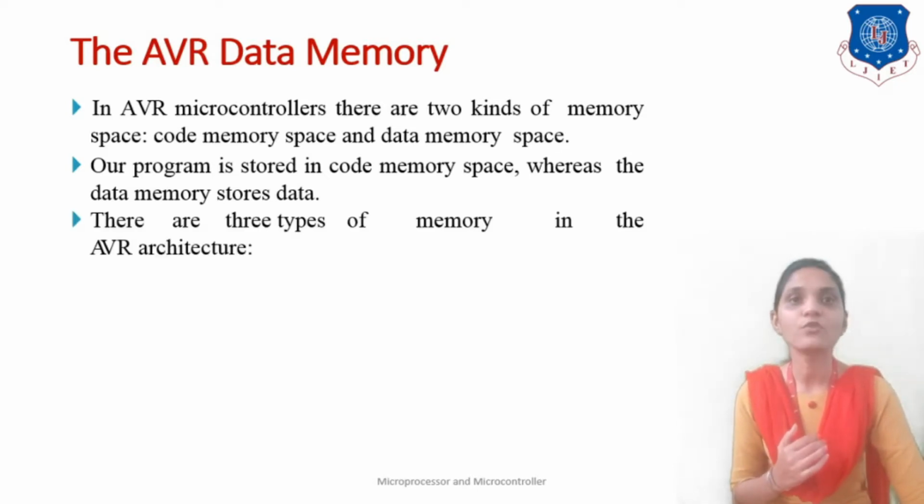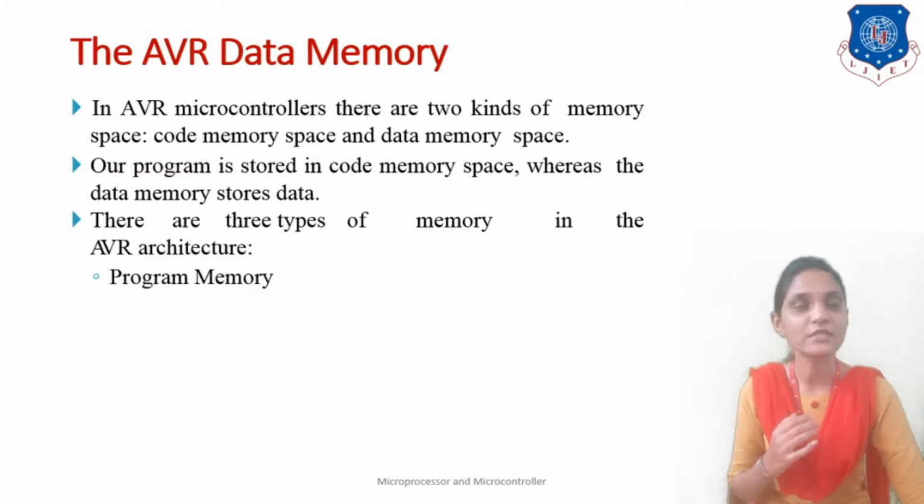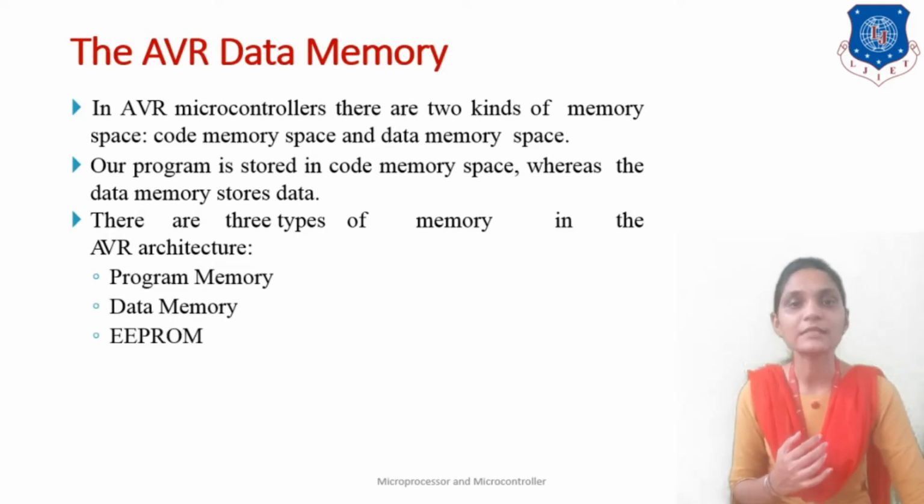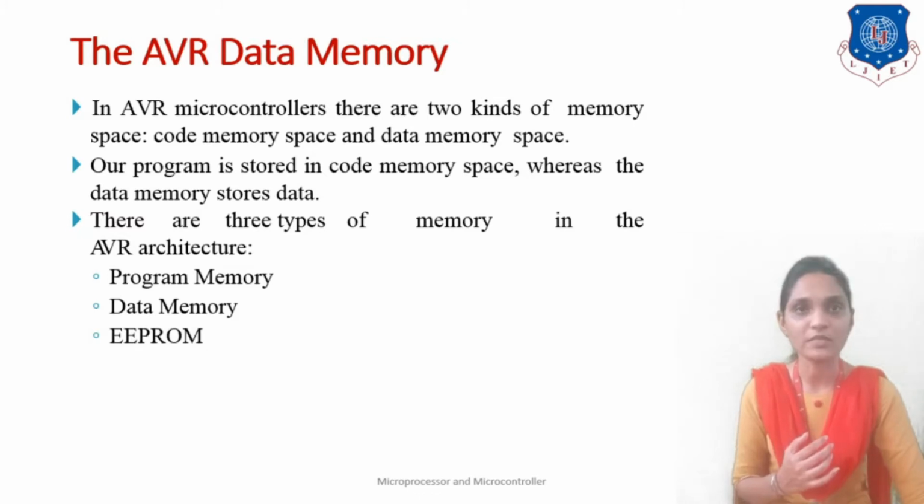The three types of memory in the AVR architecture are like, first one is the program memory, where we will store the program. Second one is the data memory, where we will store the data, and third one is the EEPROM, that is electrically erasable programmable read-only memory. Okay, so these are the three different kinds of memory that can be used with this AVR controller, or you can say that are inbuilt available in the AVR controller.